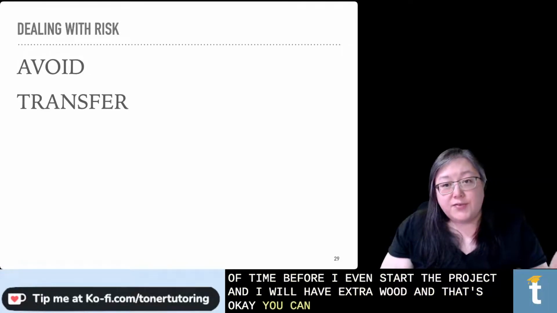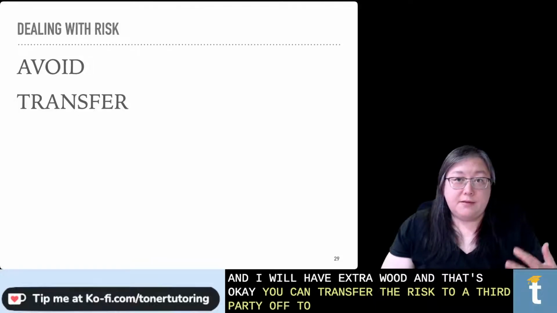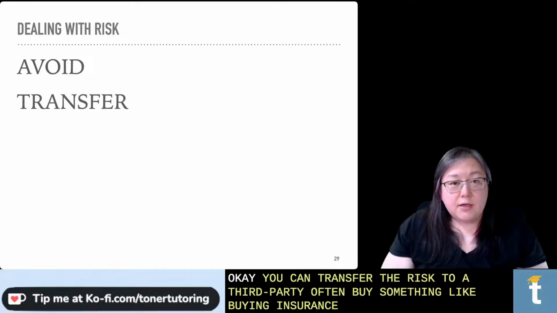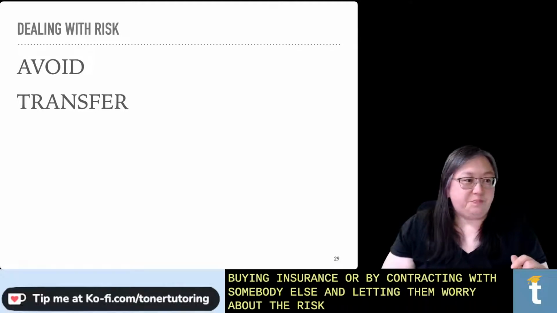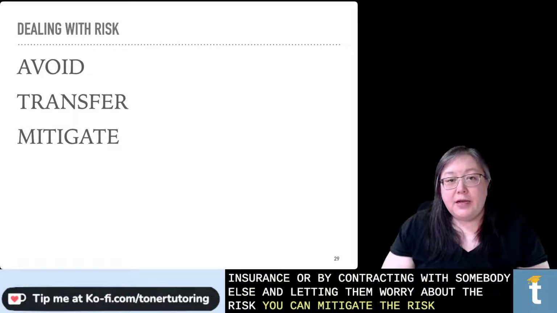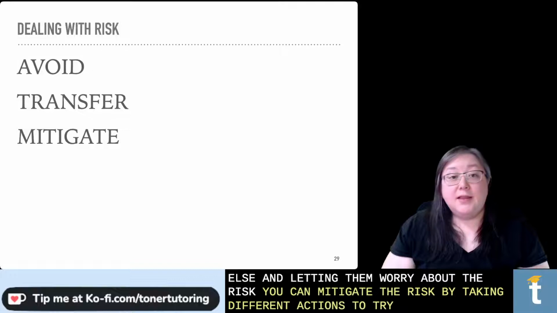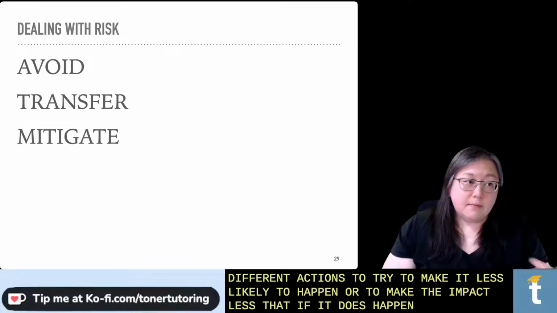You can transfer the risk to a third party, often by something like buying insurance or by contracting with somebody else and letting them worry about the risk. You can mitigate the risk by taking different actions to try to make it less likely to happen or to make the impact less bad if it does happen.